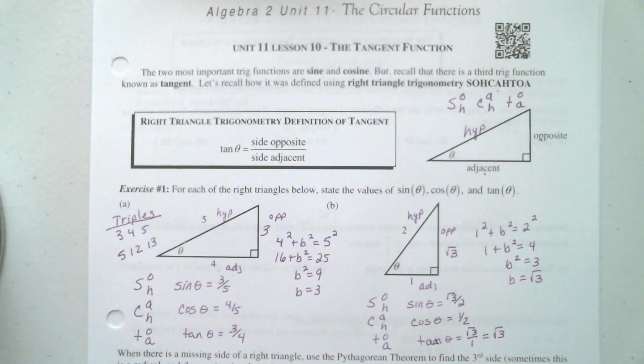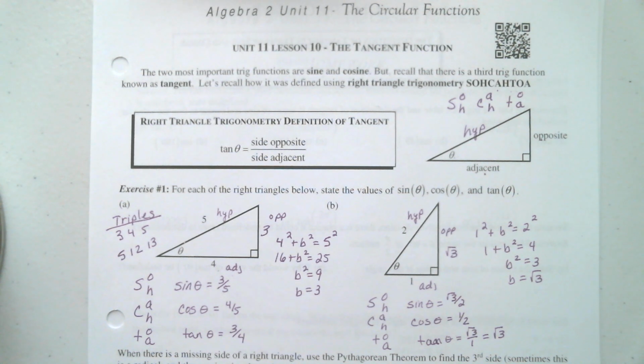Just recall also that you are never going to get a sine value that is greater than 1, nor would you get a cosine value that is greater than 1, because sine is opposite over hypotenuse and cosine is adjacent over hypotenuse. Your hypotenuse is always the longest side of your right triangle. So you would never have a sine or cosine value greater than 1.